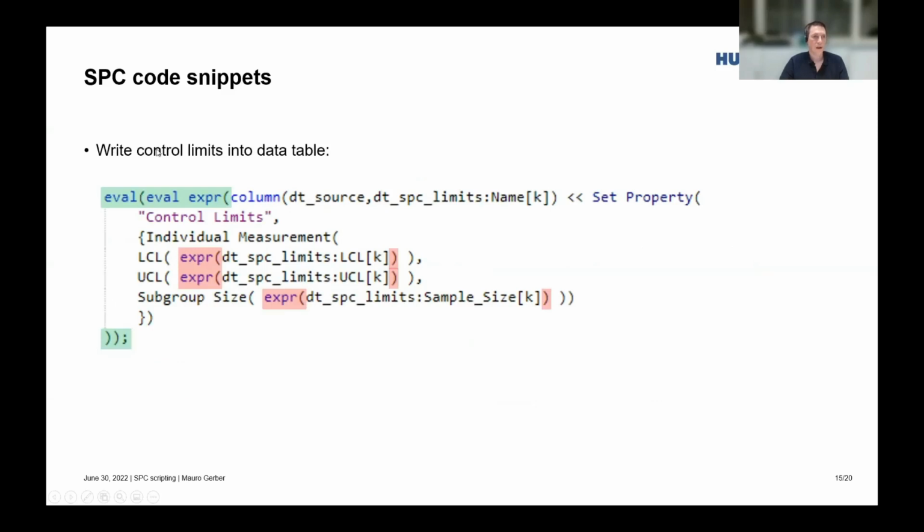Then I write the control limits into the data table. So I check for the name of the article and if there are SPC limits present. If they are, I update the column properties with the control limits, which then get automatically displayed in the SPC, and the program handles accordingly.